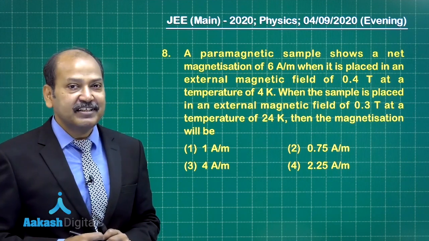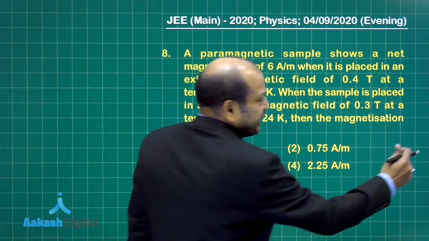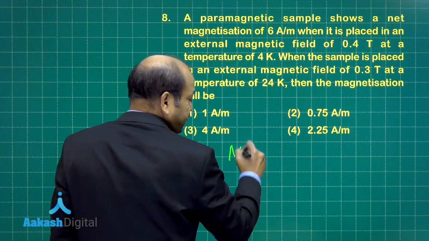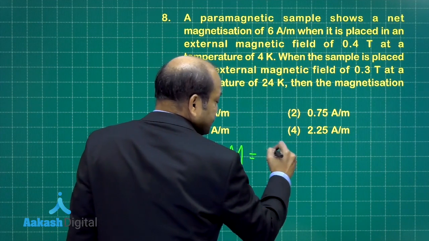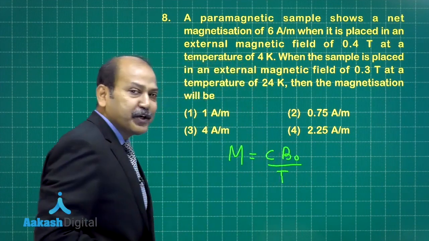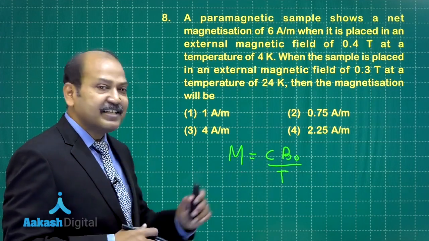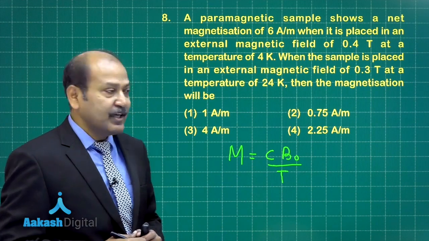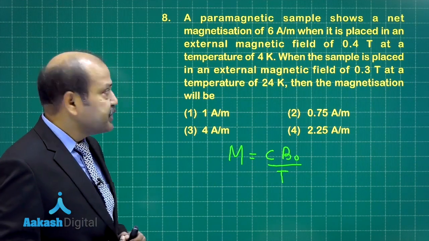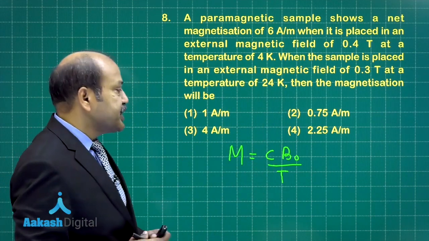Well, the question is from the topic magnetism and matter, and this is about the magnetization of a paramagnetic material. The relevant concept here is that M equals C B naught by T, okay? So M, the magnetization, is equal to C B naught by T, C being the Curie's constant, B naught is the external magnetic field, and T is the temperature in Kelvin. So in the first instance, the value of M is given as 6 ampere per meter, B naught is given as 0.4 Tesla, and temperature is 4 Kelvin.